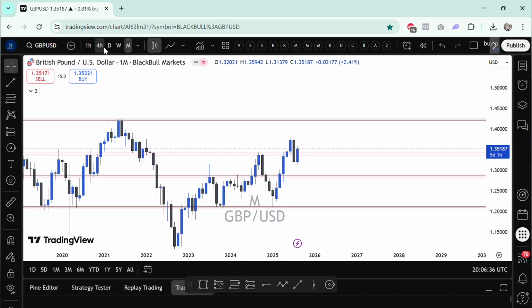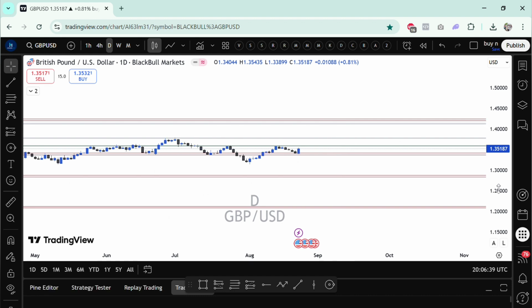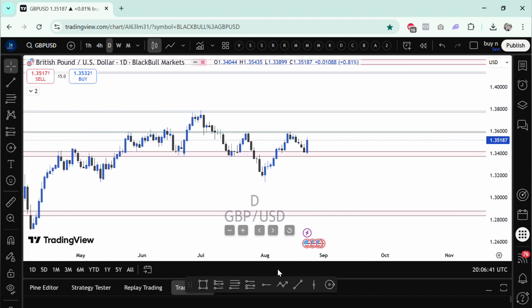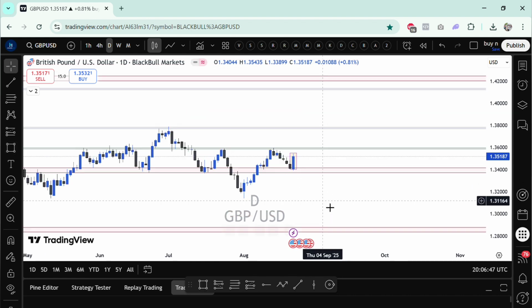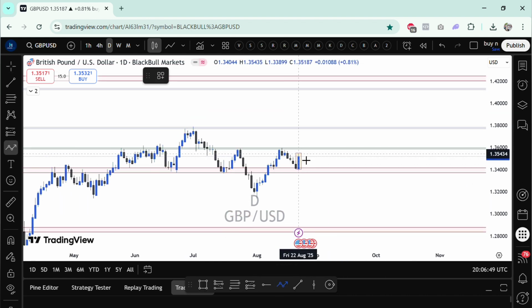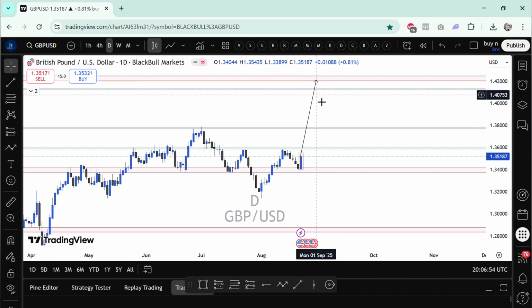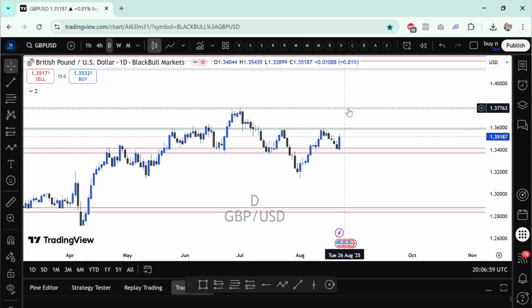So price is closing above it currently with a strong bullish engulfing candle. This is a strong bullish engulfing candle here that we are seeing, that is telling us that price wants to rally all the way to the next monthly resistance level. So price is currently on the support to the next monthly resistance level.